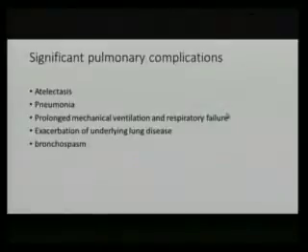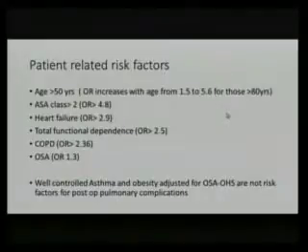Atelectasis, pneumonia, prolonged ventilation, respiratory failure, exacerbation of underlying lung disease, which most of the time happens to be either asthma, COPD, or obstructive sleep apnea, and reactive airway disease that gets precipitated during that time. Okay. These are a few of the patient-related risk factors which increase your risk of having pulmonary complications. I've used the odds ratio that comes with it. Age has shown to be a pretty strong risk factor, with the risk increasing for anyone above the age of 50 and going up to almost 5.6 times when someone is about 80 years of age.